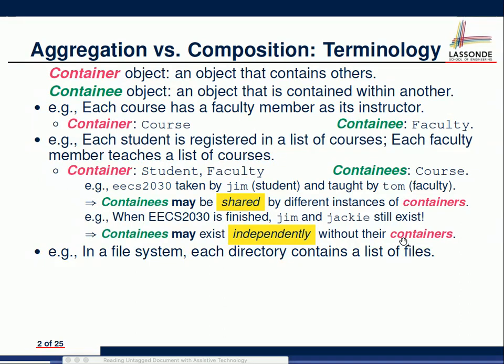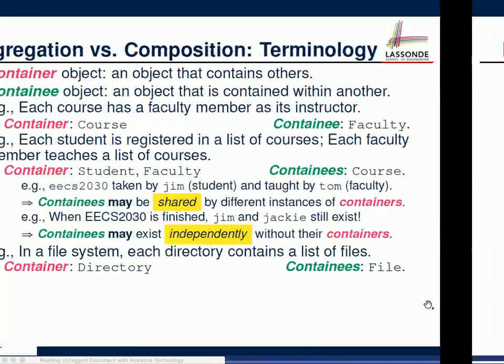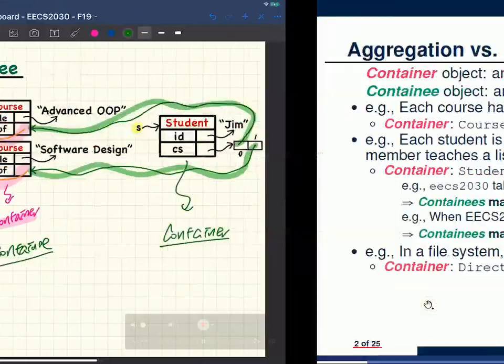For example, let's say we have a file system. You know what a directory is? Like a folder, right? Let's say each folder contains several files. So that's why I got container and containee. But now what's the difference over here? The difference is, let me just show you very quickly.